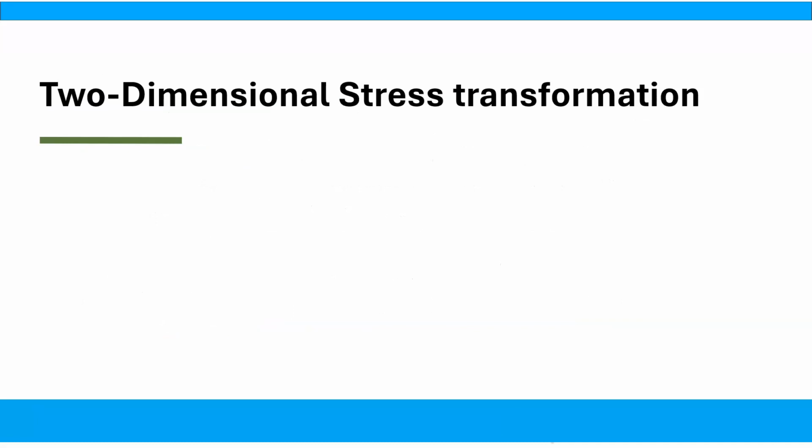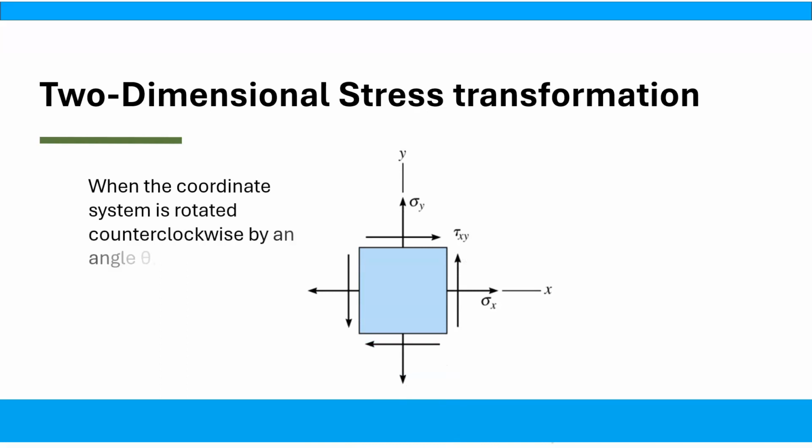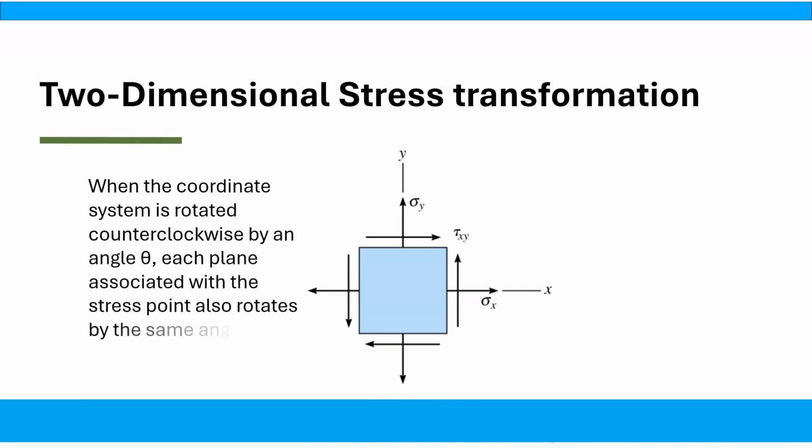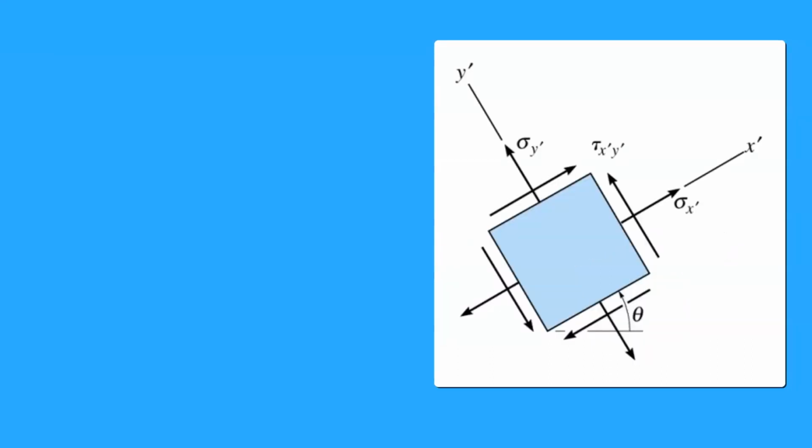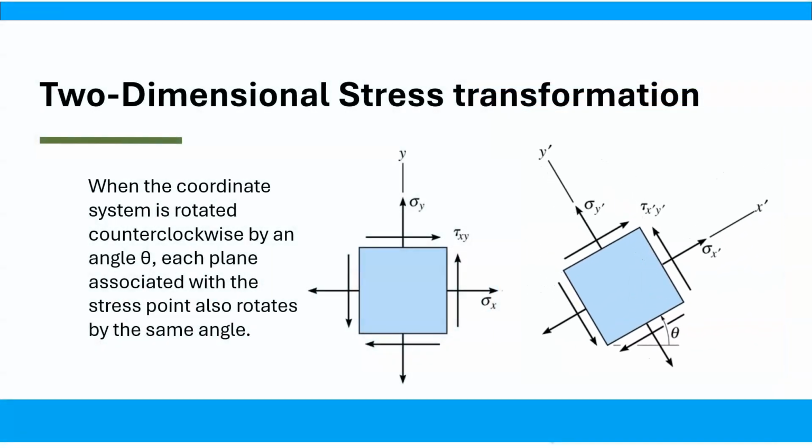Now we will consider a case of two-dimensional stress transformation. When the coordinate system is rotated counterclockwise by an angle theta, each plane associated with the stress point also rotates by the same angle. The new coordinate system is x', y'. The normal stresses on the newly positioned planes are given as sigma_x' and sigma_y'. The corresponding shear stresses also take different values as shown. Our aim is to derive equations to find the stresses on the new planes, sigma_x', sigma_y', and τ_x'y', in terms of the stresses associated with the x, y coordinates, and the angle of rotation, theta.